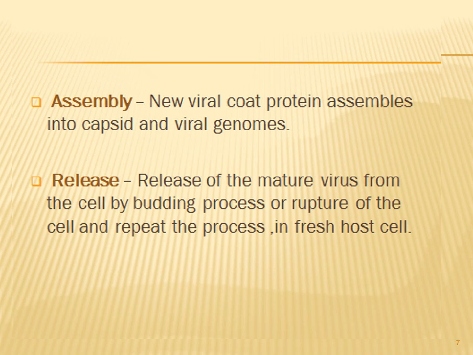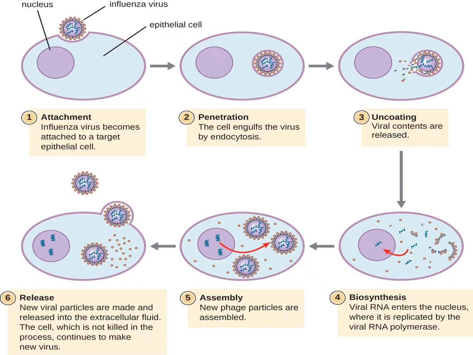Since the host cell machinery is totally utilized for production of new virions, the normal cell function ceases at the time of replication. So this is just a schematic representation. From this diagram you can understand the life cycle very easily.